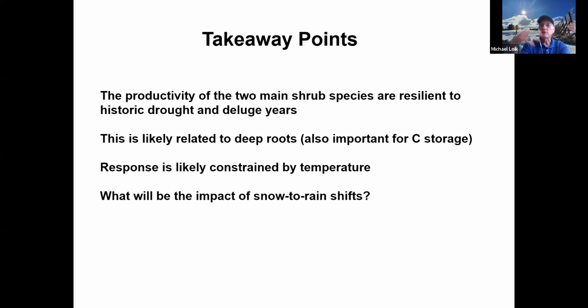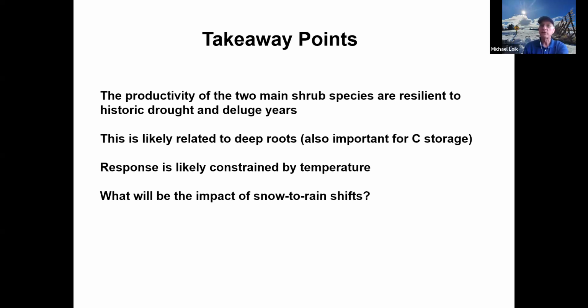Even in the driest drought in 1200 years or something like that, everybody lived. They all bounced back. And we suspect that this may have something to do with their deep roots. And of course, the deep roots are important for carbon storage. So there's another aspect to all of this. The response is likely constrained by temperature, too cold in the winter, too hot and dry in the summer. They have this window for growth of a couple of months.